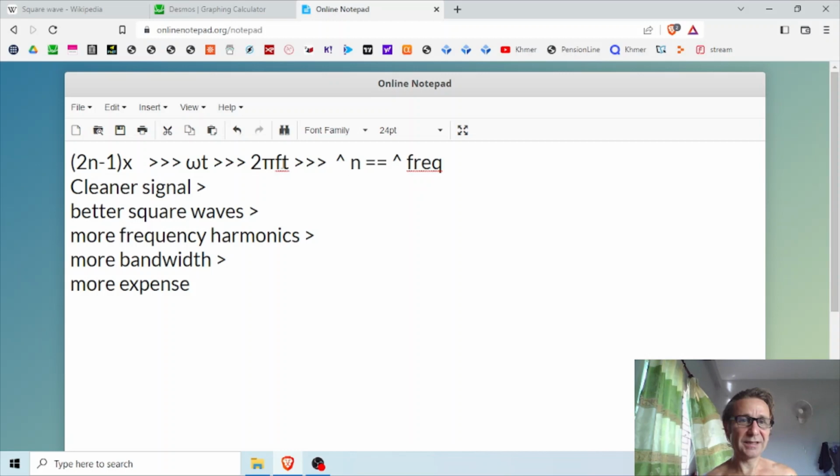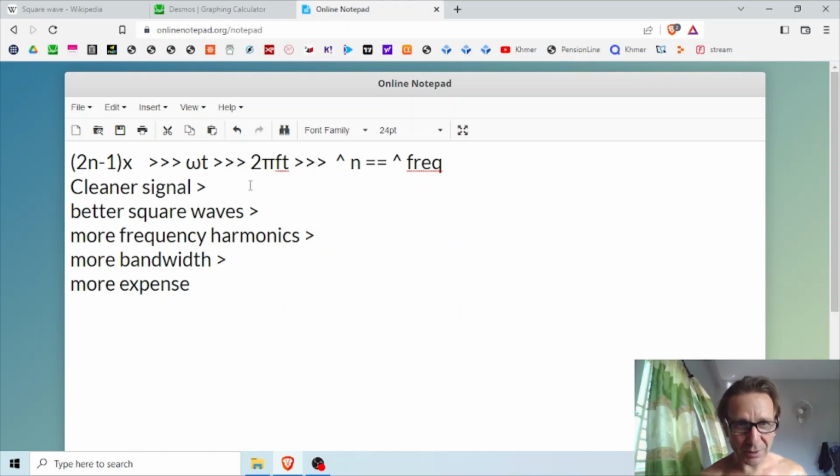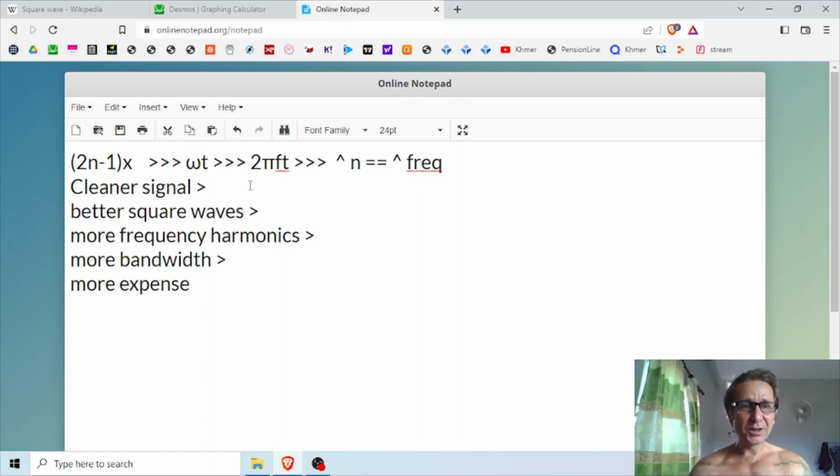So 2 pi ft. We can see there that 2 and pi are constants. So when I'm increasing n in that sum here, it just relates to a direct increase in frequency. So an increase in n means an increase in frequency. Now, as communication engineers, we want to have the cleanest signals we can have. And to have the cleanest signal, we need to have the best square waves we can possibly have.